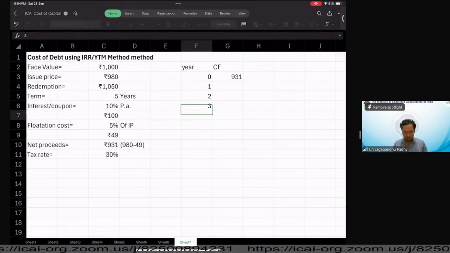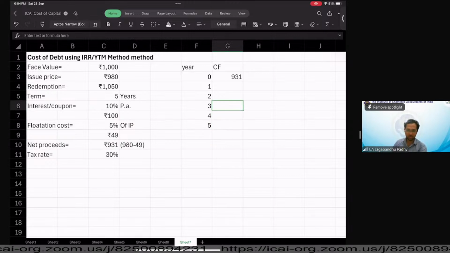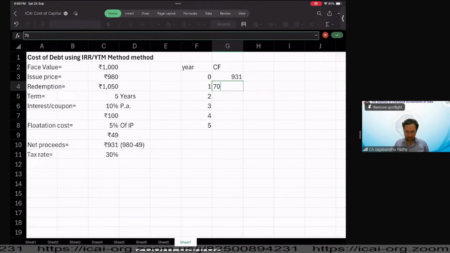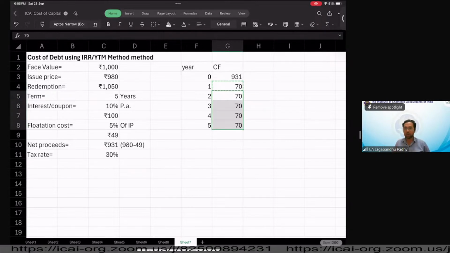Then from year 1, 2, 3, 4, 5, for each of these 5 years, the company is going to pay cash flows. What is the outflow for the company in each of these years? It's not 100, guys. It is 70. It's not 100 because you have that 30% tax saving. You remember that? We had 30% tax saving, right? So 100 minus 30, tax saving is considered over here. So 70 is the outflow.